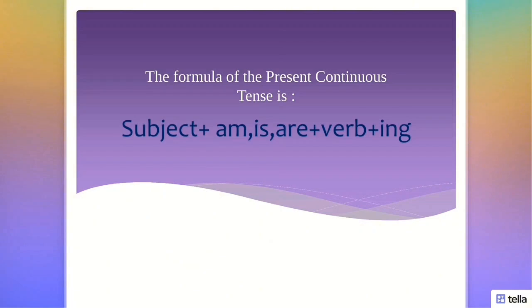So, the formula of the present continuous tense is subject plus am/is/are plus verb plus ing. Let us revise it one more time. The formula of the present continuous tense is subject plus am/is/are plus verb plus ing.